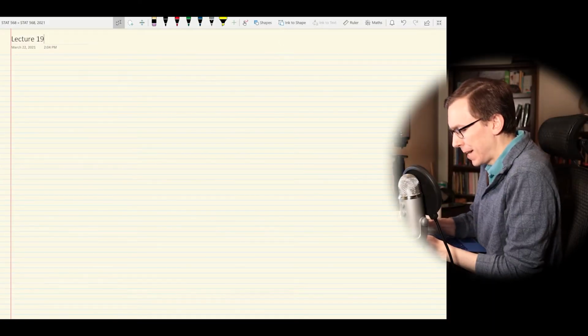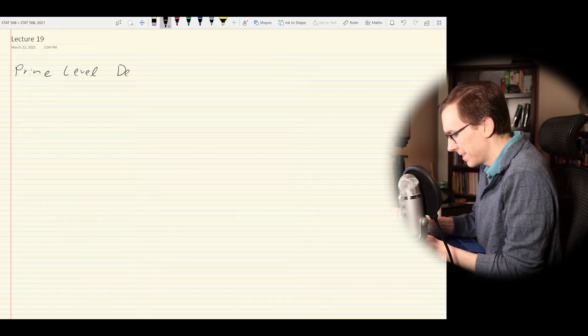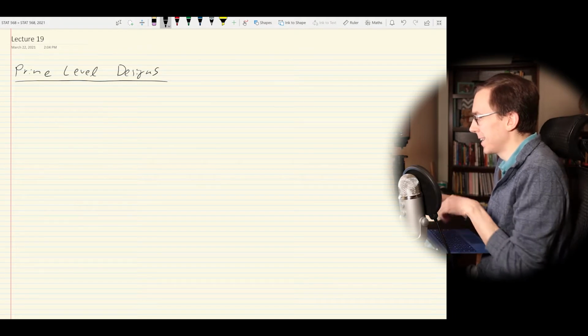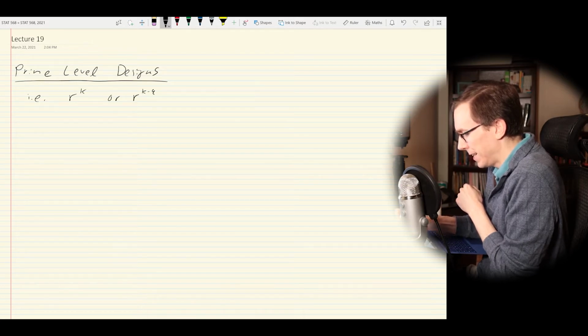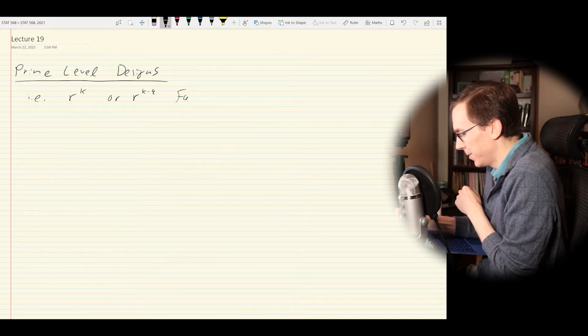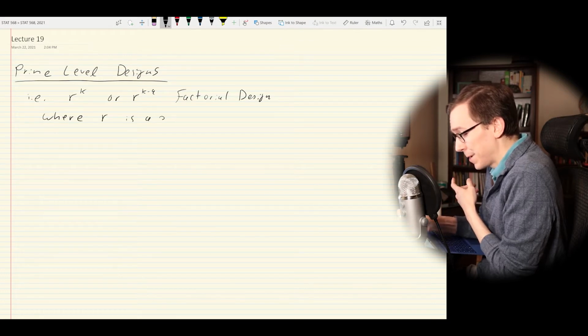All right, so what we'll be talking about today is the prime level designs. And by that, I mean I want a design that is going to be an R^K or R^(K-Q) factorial or fractional factorial design, where R is a prime number.